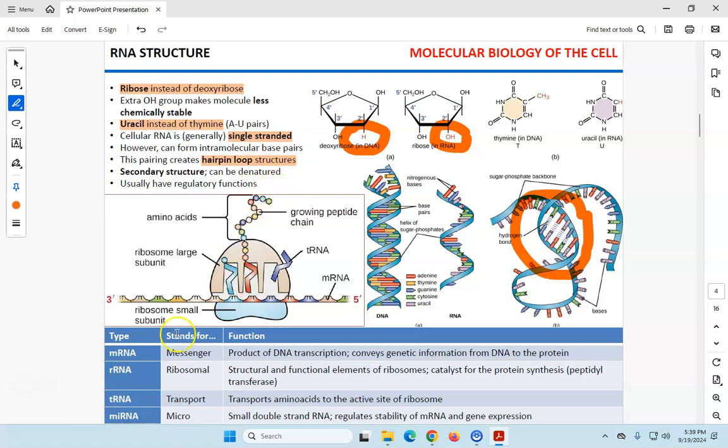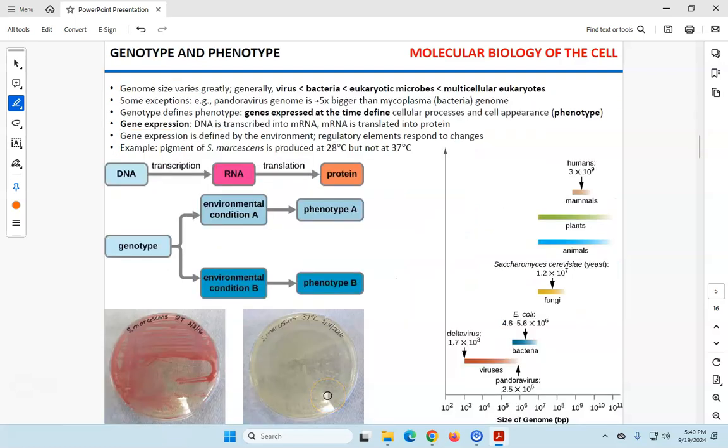Now, regarding this table, I will absolutely 100% ask you to match the type of RNA, I'm going to tell you specifically, and its function. Am I making sense? What is the function of mRNA? And you pick one of four. Or which of the following RNA types is responsible for transporting amino acids to the active site of the ribosome? And you tell me tRNA, yes. Making sense so far? Good? Okay, that's pretty straightforward.